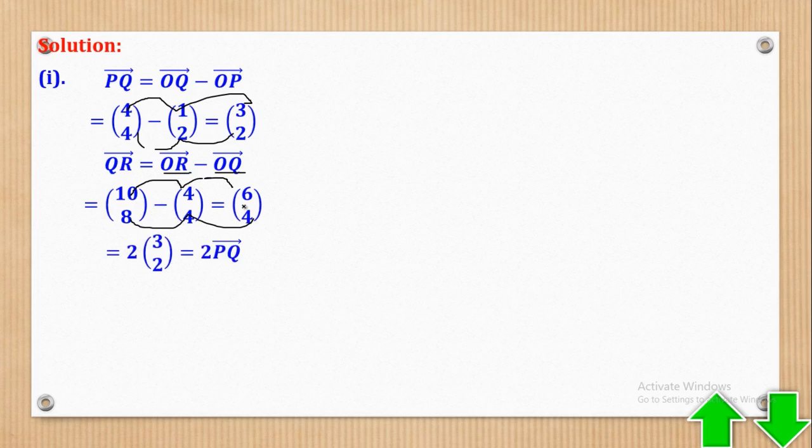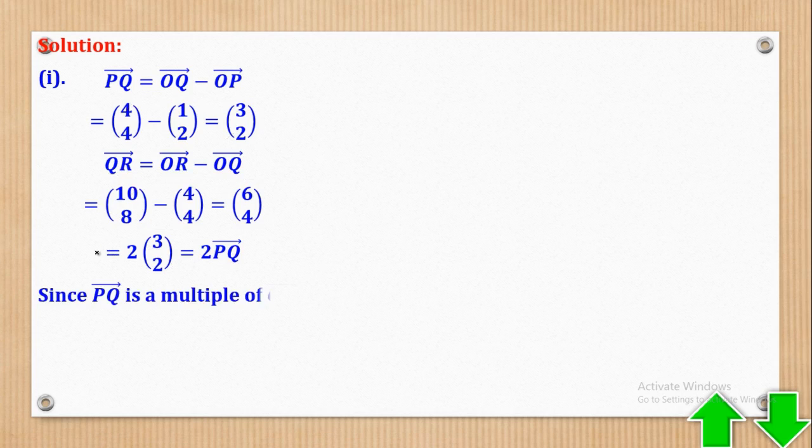Therefore this one can be reduced, because 2 is common. So when I factorize out 2, I'll come up with 3, 2. And I think you realize that this 3, 2 is the vector of PQ. Therefore, QR is equal to 2 PQ.